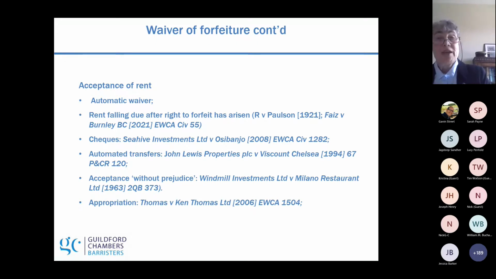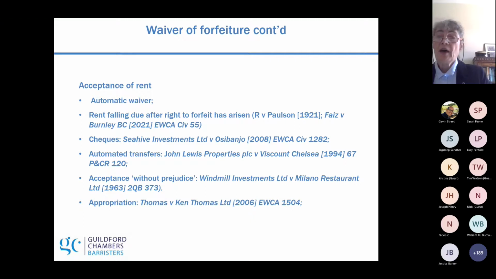Acceptance of rent has special status in the law of waiver. Since Tudor times, it has been the case that acceptance of rent with knowledge of a breach will waive the right to forfeit. To be a waiver, there must be acceptance of rent falling due after the right to forfeit has arisen. And also, only clarified last year by the Court of Appeal in the case of Fives and Burnley Borough Council, there will be a waiver if, with knowledge of the breach, the landlord accepts rent falling due after the breach, even if on the date when the rent fell due, he did not know about the breach.